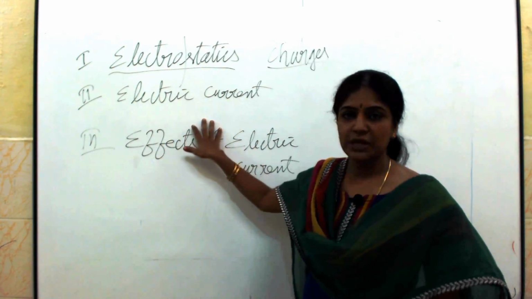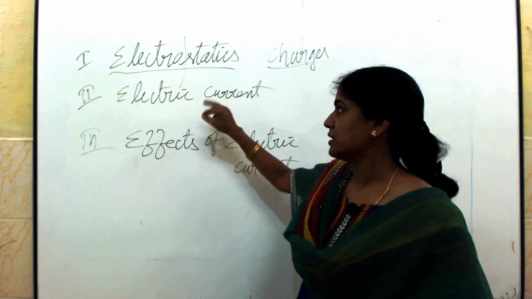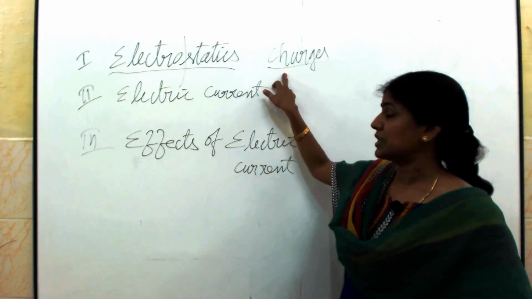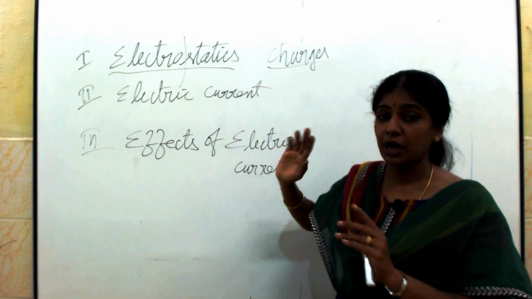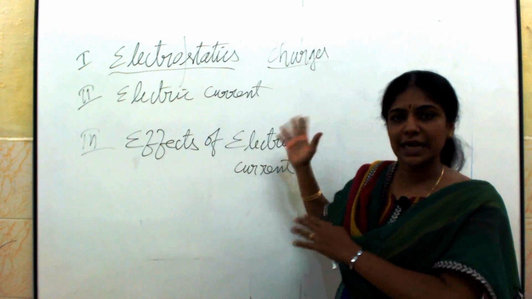Here we have completed the first two chapters. That is, the first one is electrostatics and the second one is electric current. In electrostatics, we are going to see about static electric charges. Here our hero is the charge, he is not going to move at all. Here he will be static.